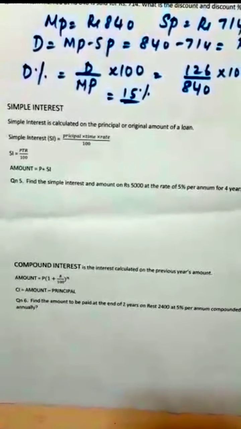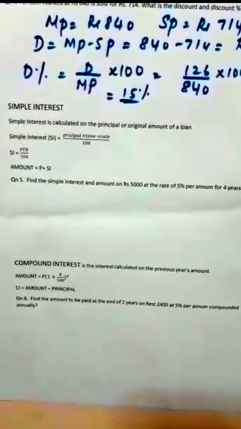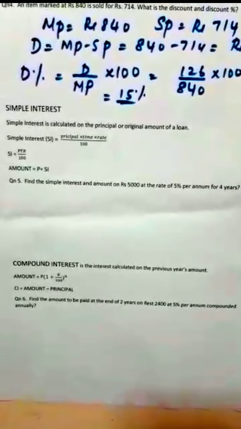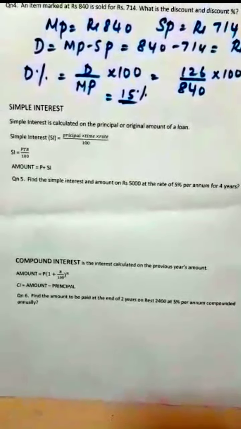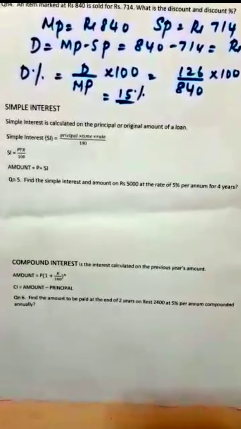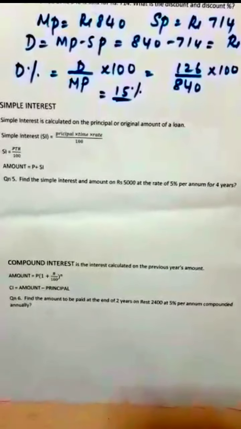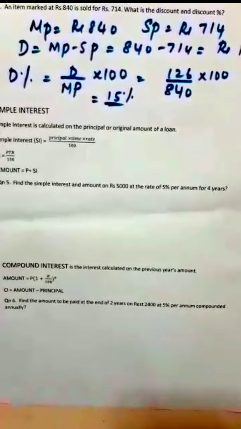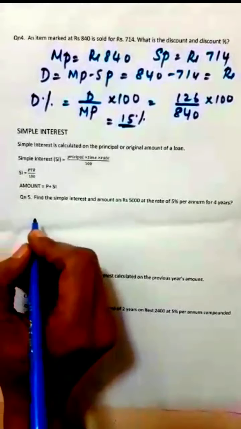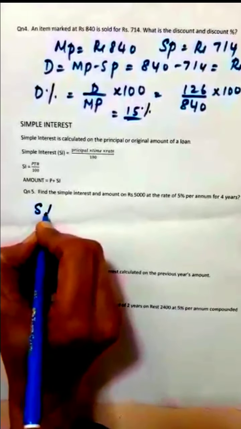And you can find out the amount after 2 years or 3 years. You should add the simple interest with the original amount, that is principal plus SI, that is amount. A is equal to P plus SI. So these two formulas we can use for the simple interest. The question: find the simple interest and amount on rupees 5,000 at the rate of 5% per annum for 4 years. So first you have to find out the simple interest.